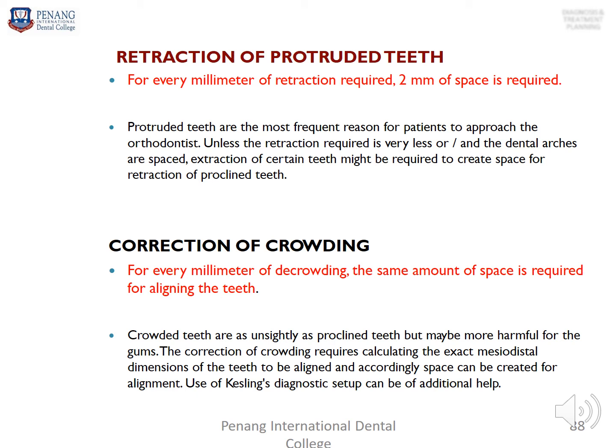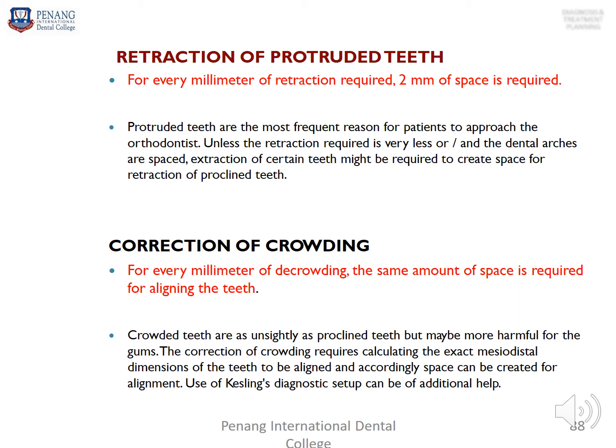For retraction of protruded teeth, you need to know how to create space for the retraction of these teeth. For every millimeter of retraction required, 2 millimeters of space is required. So you need to know, understand and memorize the red colored statement. Okay, protruded teeth are the most frequent reason for patients to approach the orthodontist. Unless the retraction required is very less or the dental arch has space, extraction of certain teeth might be required to create space for retraction of proclined teeth.